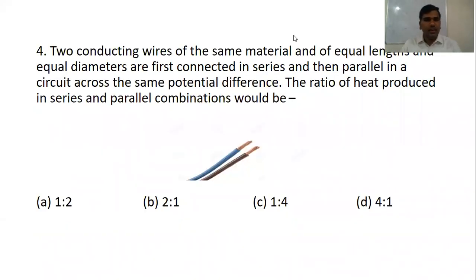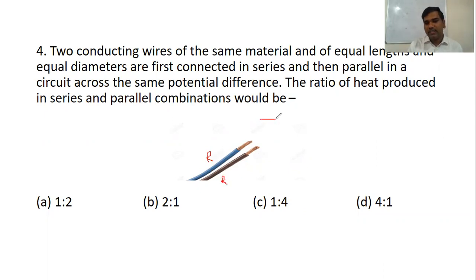In this problem we can see two conducting wires of the same material, equal length and equal diameter. So indirectly the resistance remains the same, because the length is the same and the diameter is the same. First they are connected in series, then in parallel across the same potential difference. We have to find the ratio of heat produced in series and parallel combination. Let us assume the resistance of each wire is R.